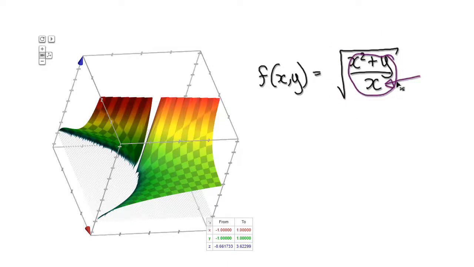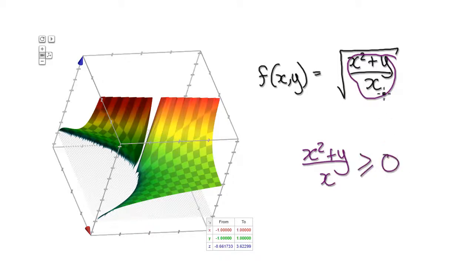Just bear in mind that x cannot be 0. The minute x is 0, the whole thing will break down. So we know so far that x cannot be 0. And also we need to make this demand, that this thing here must be greater than or equal to 0.